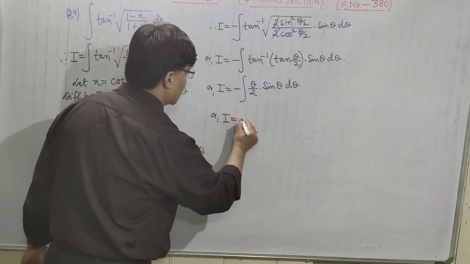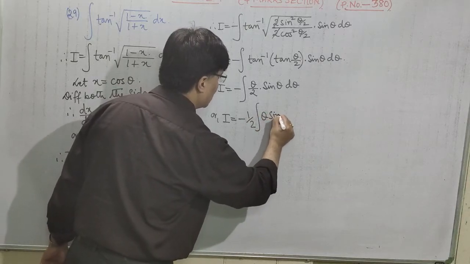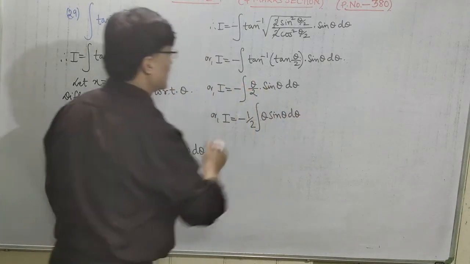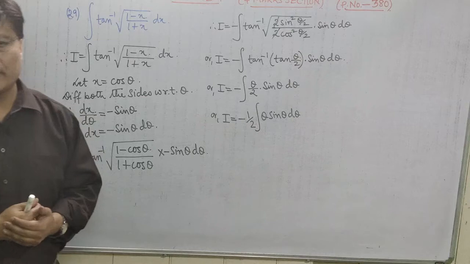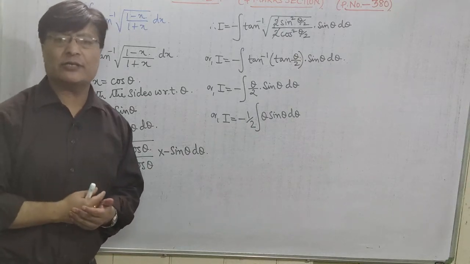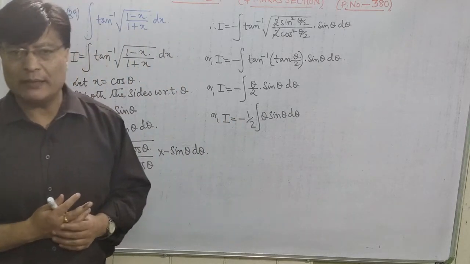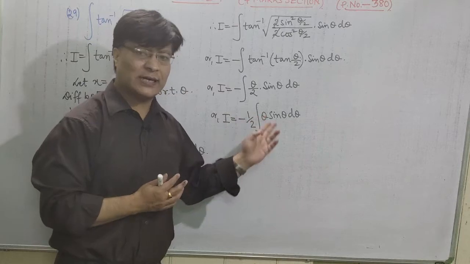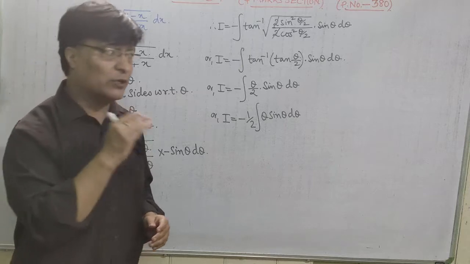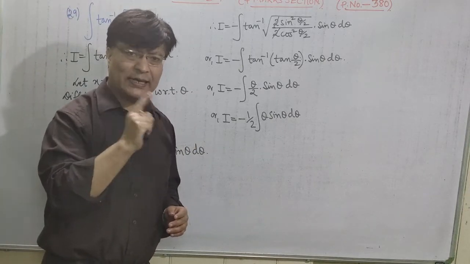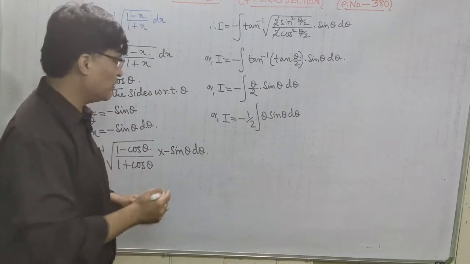Now again which constant is taken outside? Minus half integration of theta sin theta d theta. So now theta sin theta is there. This is also the integration of the product of two different functions, so here also you have to use integration by parts. You know that theta is an algebraic function, that is A, and sin theta is a trigonometric function, that is T. So in the word ILATE, A comes first, then T. So theta is the first function and sin theta is the second function.